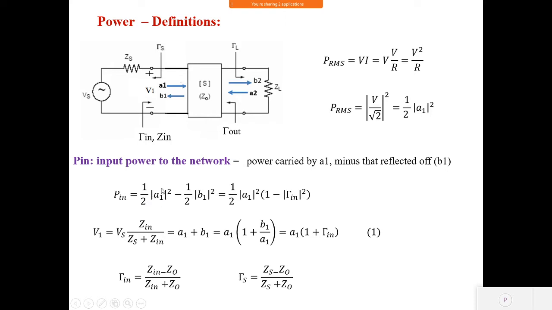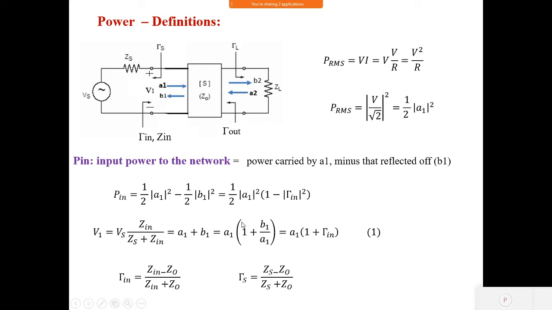So by taking this outside from this equation, you take half |A1|² outside, and inside the bracket we will be getting this. This is because we took half |A1|² outside, and remaining here is |B1|² divided by |A1|². So B1 by A1 is Γin, the reflection coefficient at the input port here, port 1. So |B1|² divided by |A1|² is equal to |Γin|².